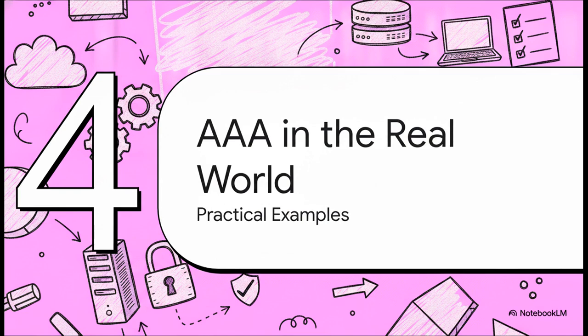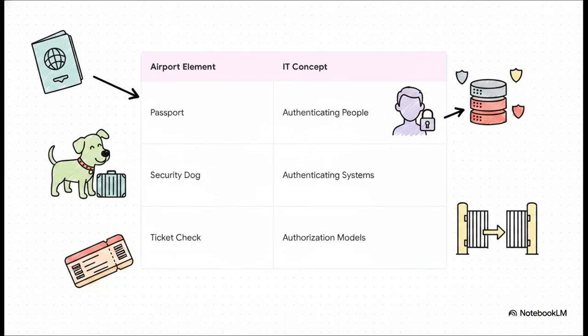All right, part 4, AAA in the real world. Abstract concepts are great and all, but let's actually see how AAA functions in the real world using an analogy we all know a little too well: airport security. So imagine you're traveling. You arrive at the security checkpoint, you hand over your passport. That is authenticating people. They are verifying your physical identity.